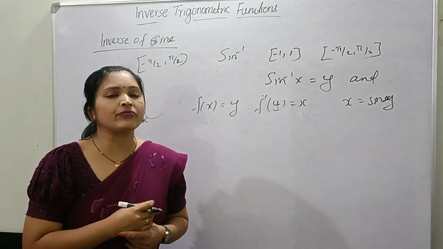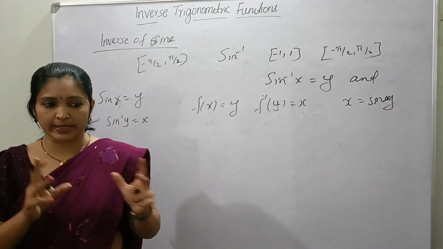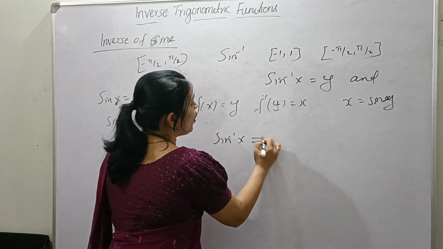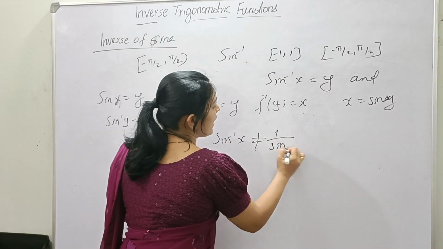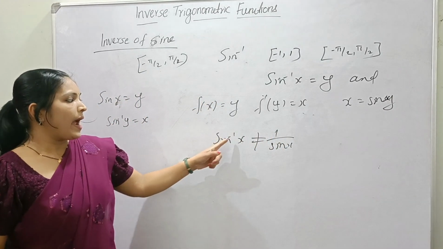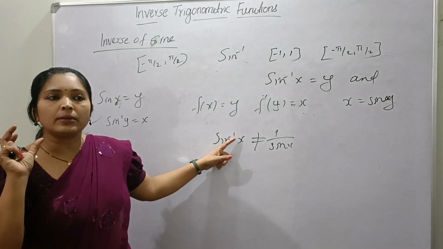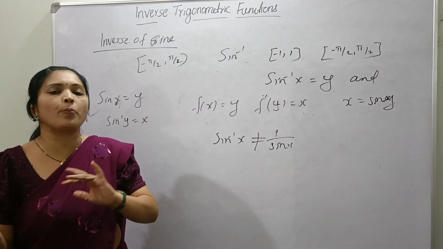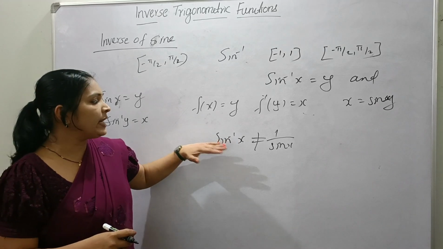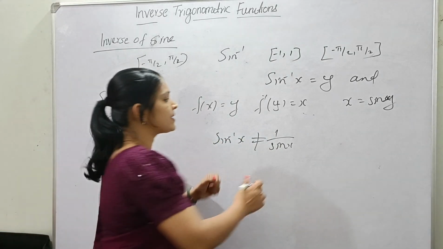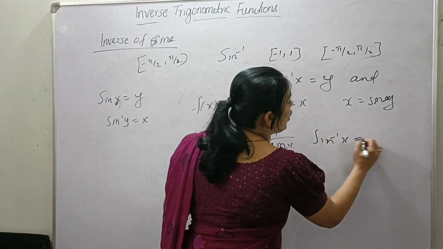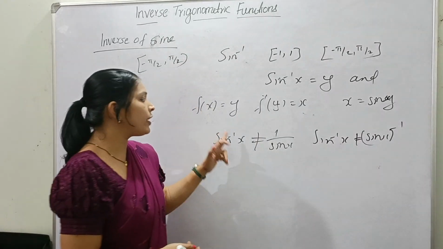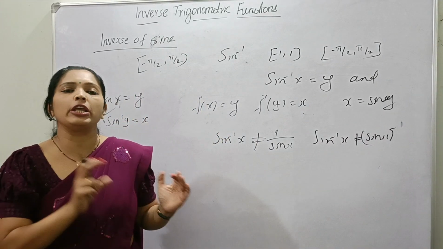See, this sine inverse function is not equal to 1 by sine, that is, the reciprocal of the sine function. Okay, see, sine inverse of x is not equal to 1 by sine x. See here, it is not an exponent. It is a notation. Okay, notation of the inverse function, that is the opposite operation of sine x. Okay. So sine inverse x is not equal to 1 by sine x, or sine inverse x is not equal to sine x raised to minus 1. Okay. It is not an exponent. It is a notation of the inverse function.